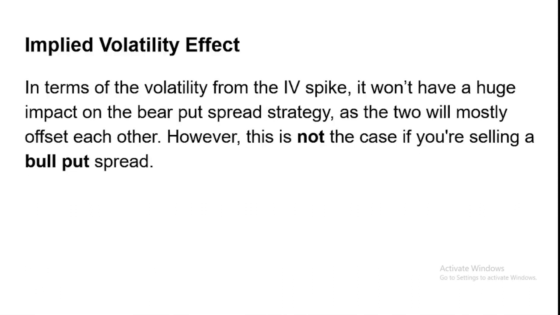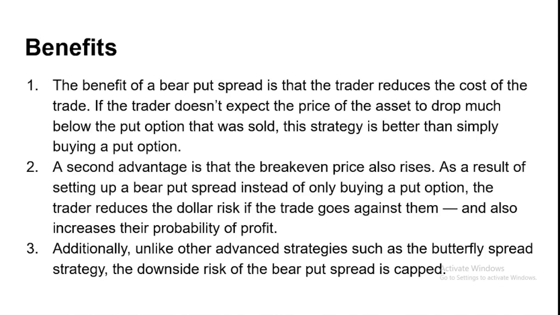Implied volatility effect. In terms of volatility, an IV spike won't have a huge impact on the bear put spread strategy, as the two mostly offset each other. However, this is not the case if you are selling a bull put spread.